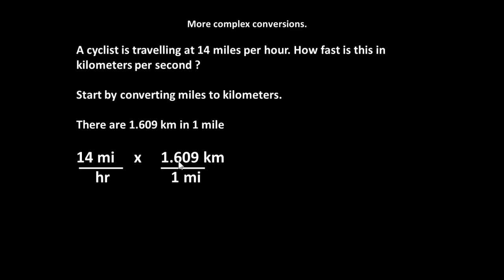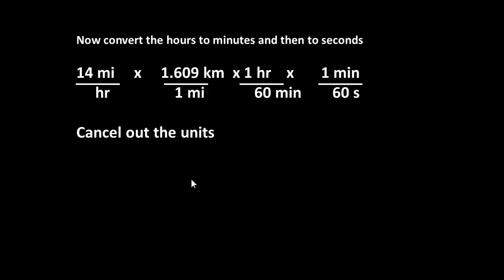Okay, let's have a more complex idea for conversion. A cyclist travelling at 14 miles per hour, how far in kilometers per second? So we've got to convert the miles to kilometers. We've also got to convert the hours into seconds there. So it's 1.609 kilometers in a mile, so 14 miles over 1 hour times 1.609 kilometers over 1 mile. Now I can do this all at once, so we add then the idea of converting to seconds. So 1 hour's got 60 minutes, so 1 hour over 60 minutes multiplied by 1 minute over 60 seconds. Okay, looking quite complex at the moment.